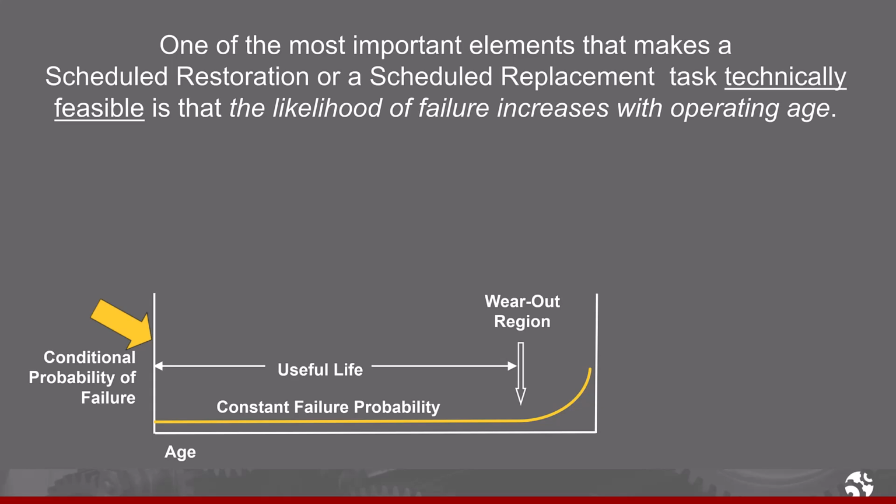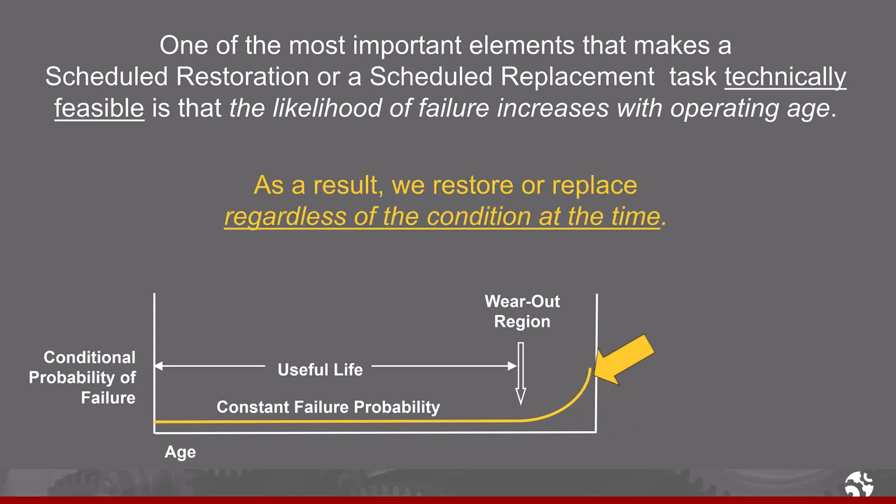On this failure pattern, you can see that the probability of failure as age increases is constant in this region until it reaches this particular age. And then the probability of failure starts to drastically increase. As a result, we restore or replace regardless of the condition at the time.